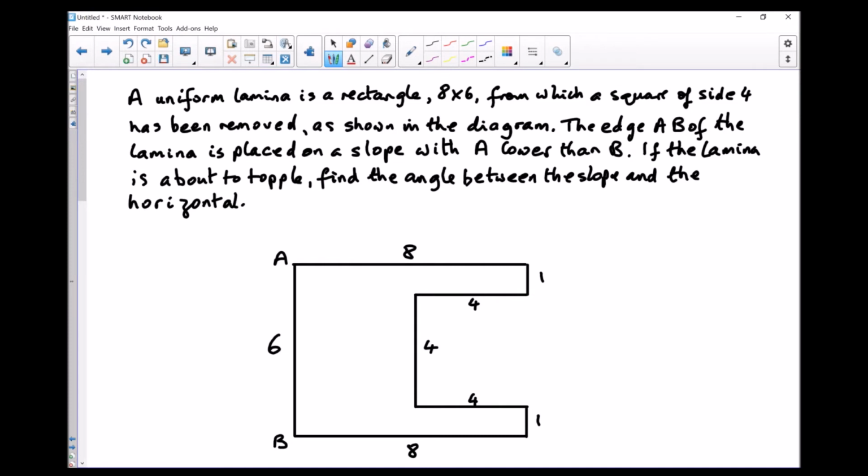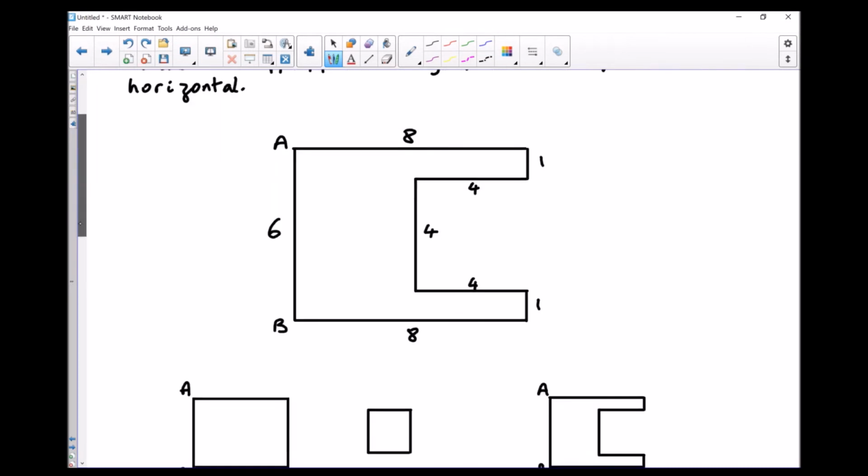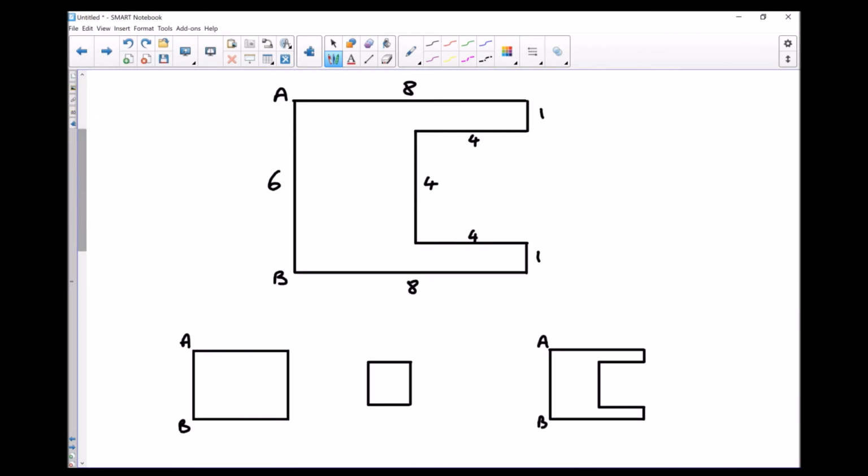Well, when the shape is about to topple, it will be turning about A. So the center of mass must be vertically above A. The first thing, therefore, that we have to do is to think about where is the center of mass. We can divide our shape up. We will have the rectangle. We can think of subtracting the square to give us the shape. We need to think about where the centers of mass of these pieces are.